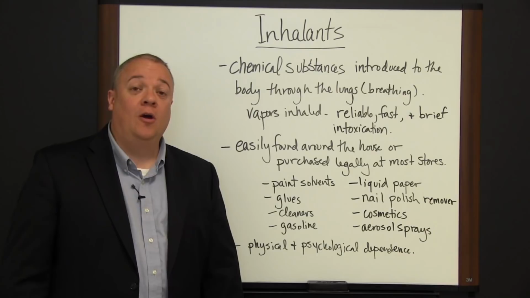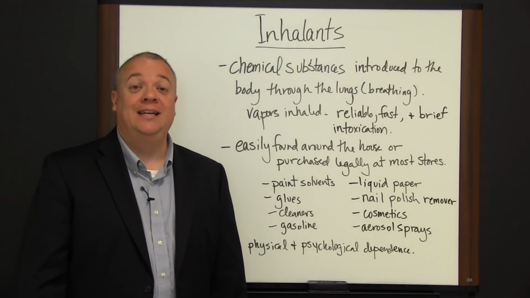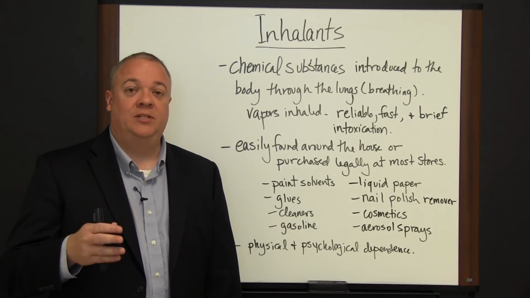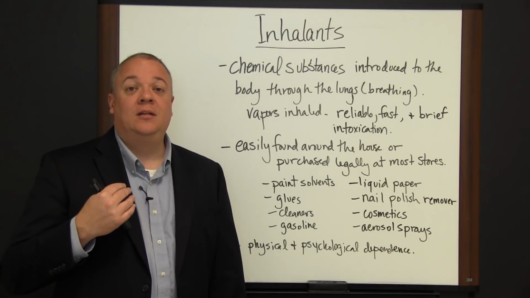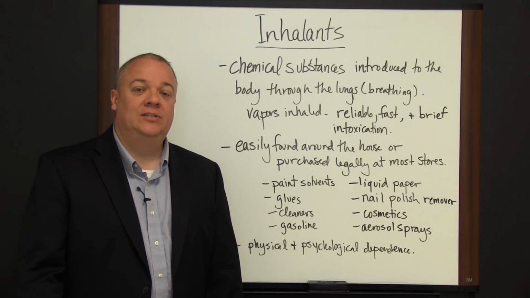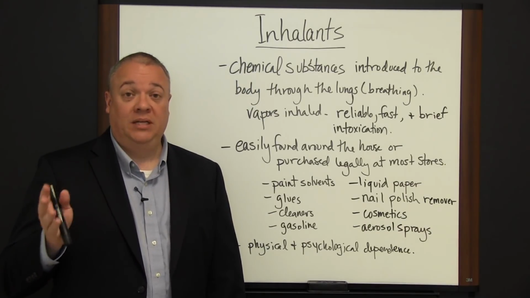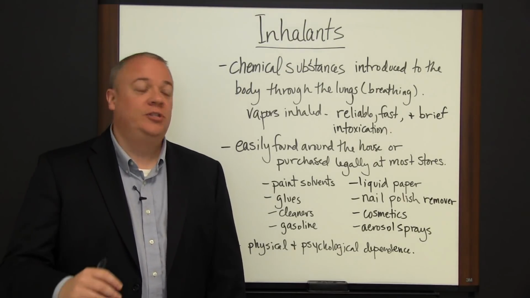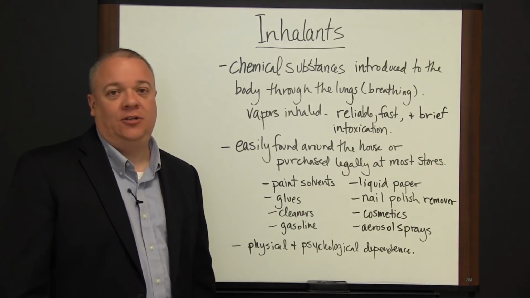Today in this video we want to go over a category of abused substances called inhalants. When we think about inhalants, we're talking about a chemical substance in a vaporous form that is brought into the body through the lungs, or breathed in. It's inhaled, thus the name inhalants. These chemical substances rapidly make their way into the blood system through the lungs. It's almost immediate, rushing to the brain, producing a reliable, fast, and brief intoxication.